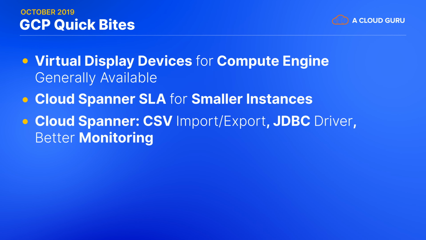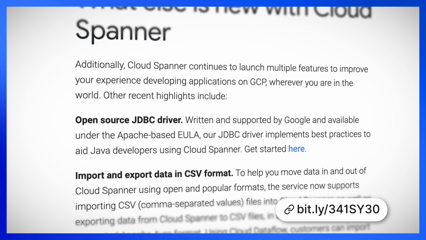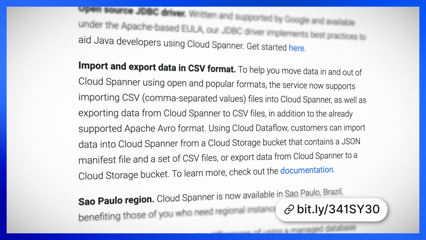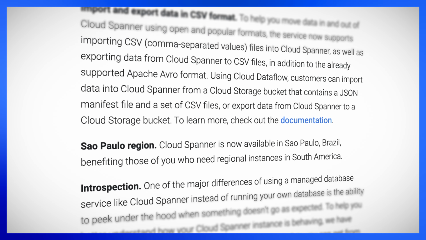Cloud Spanner has also received a number of functional improvements. You can now import and export data in CSV format, no longer just in Apache Avro. There's also a new Google-supported open source JDBC driver. Plus, you can now see more detailed information about Cloud Spanner's CPU utilization, as well as P50 and P99 latency graphs at both the database and instance levels. You'd be surprised by how many people do get excited by P99 latency graphs.